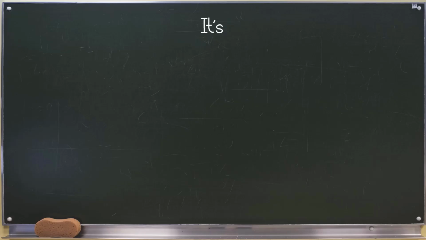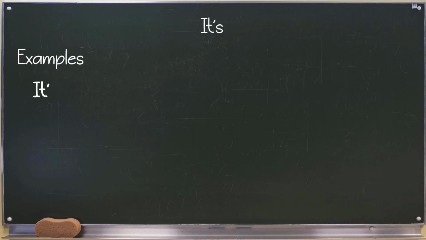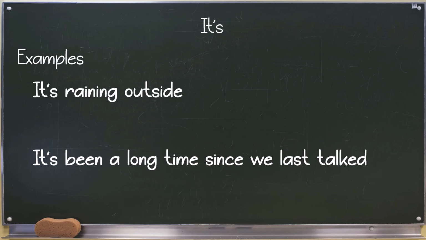So let's start with it's with an apostrophe. It's is a contraction of "it is" or "it has." In other words, when you shorten "it is," you get it's. The same way, when you shorten "it has," you get it's. For example, it's raining outside, or it's been a long time since we last talked. Now, in both of these examples, it's is the contraction because it's short for "it is" and "it has."